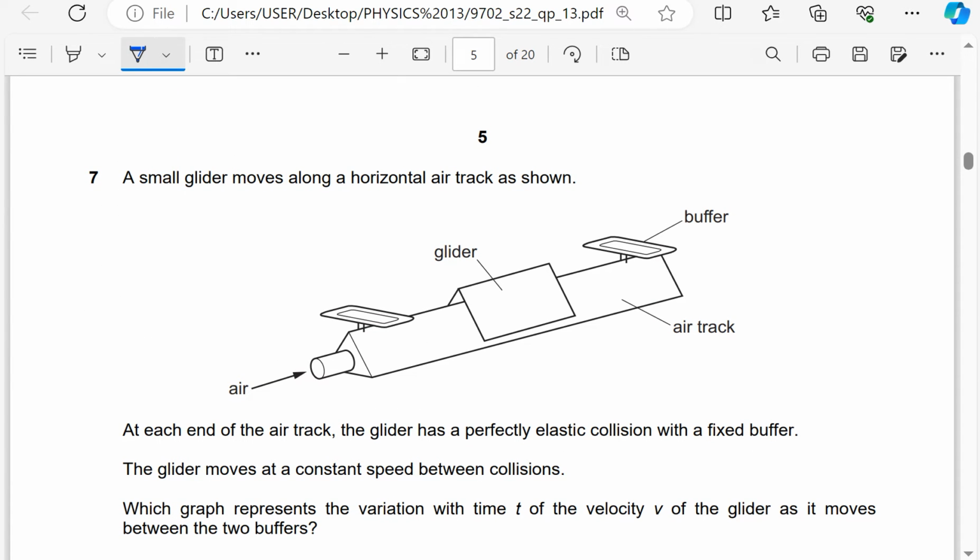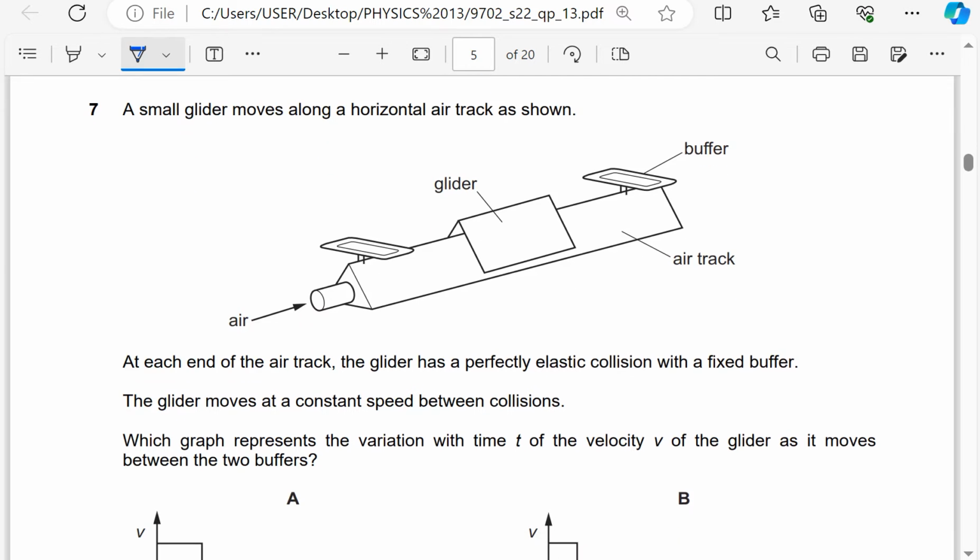A small glider moves along a horizontal air track as shown. At each end of the air track, the glider has a perfectly elastic collision with a fixed buffer. So there's a fixed buffer this side and the other side. The glider moves at a constant speed, which means acceleration equals 0.